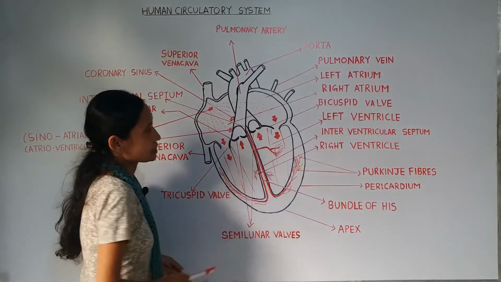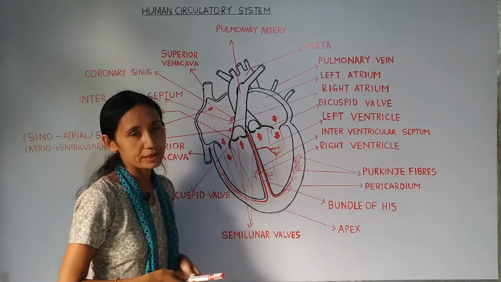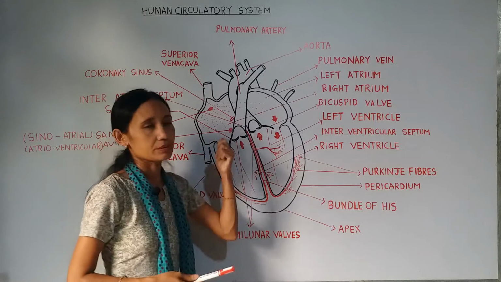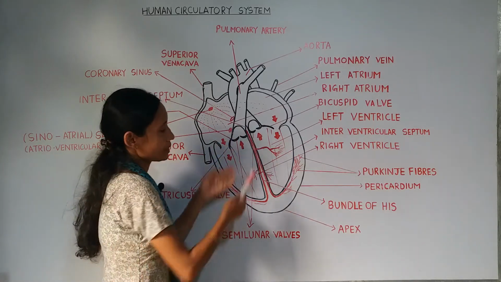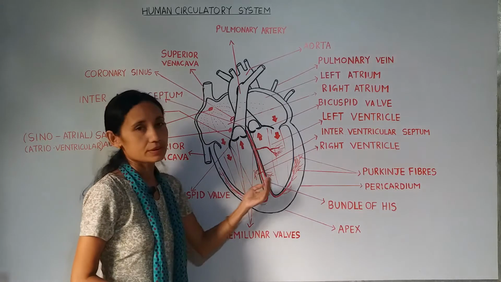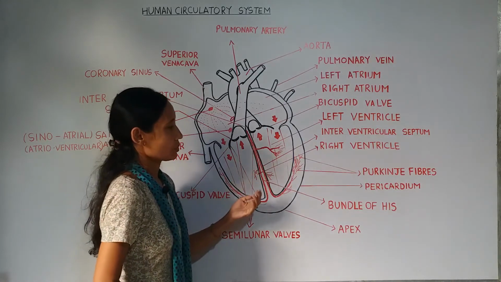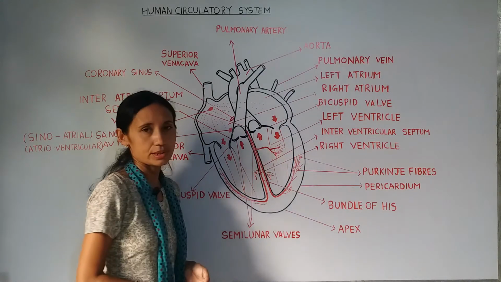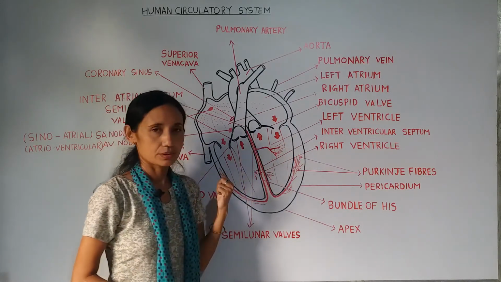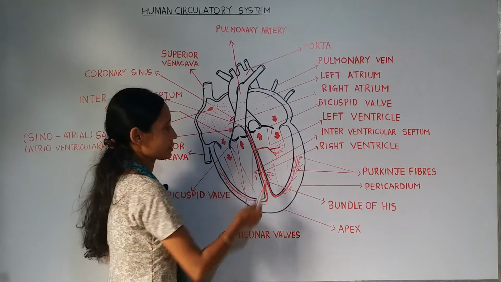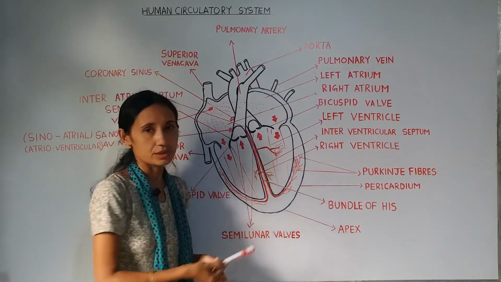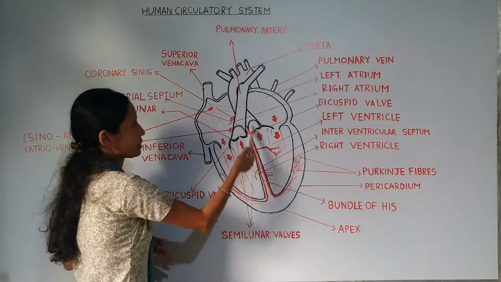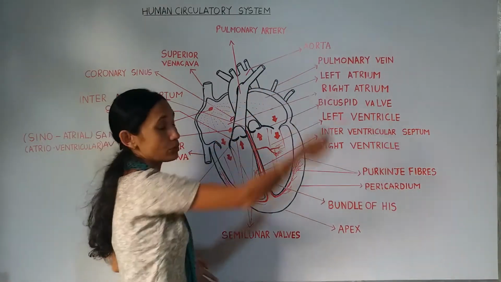Now see, after the oxygenated blood is brought back into the left atrium of our heart, the left atrium contracts. So the blood will be propelled into the left ventricle. The valve closes after that. This bicuspid valve closes, then the left ventricle contracts. When the left ventricle contracts, the blood rich in oxygen will be taken away by the systemic aorta.